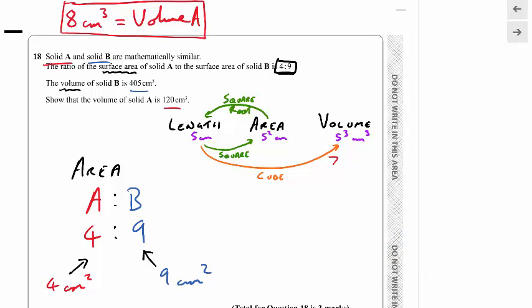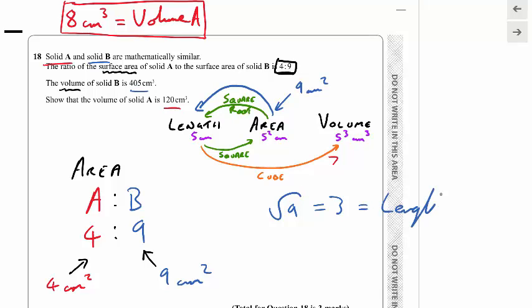Then I just do exactly the same thing for solid B. So I've said that my surface area is 9 centimetres squared. So currently I'm sitting here in my chain. In order to get the volume, I need to work backwards. So I need to square root 9 to get to my length. Square root 9 is 3, so that's equal to my length. And then I need to cube that to find my volume.